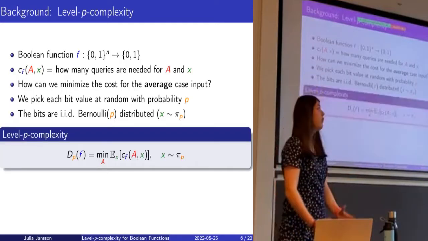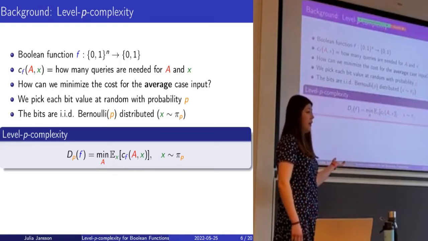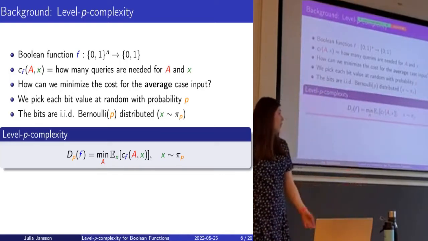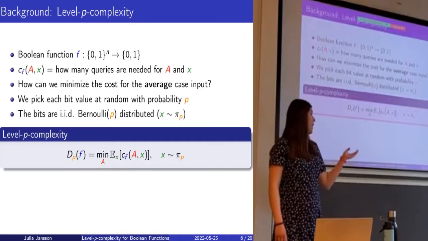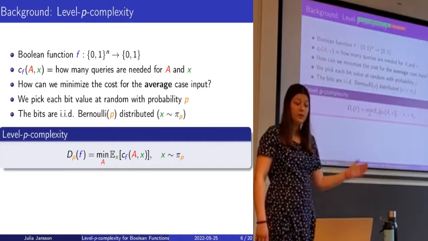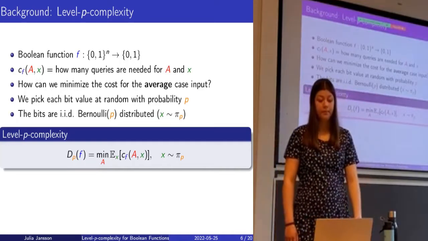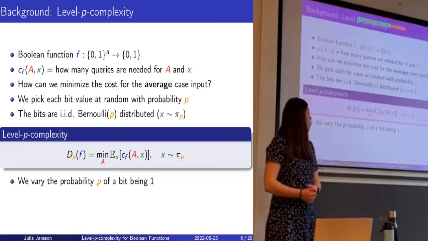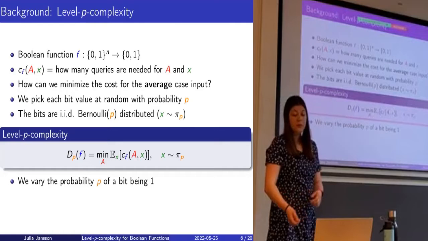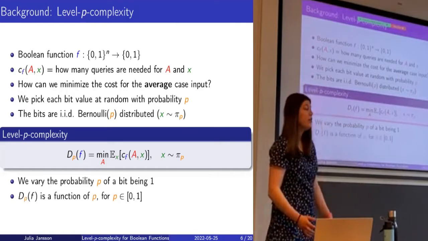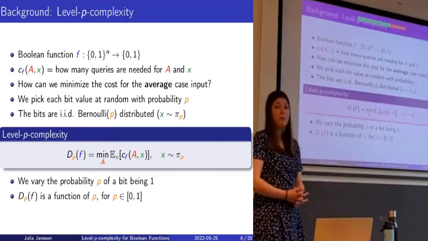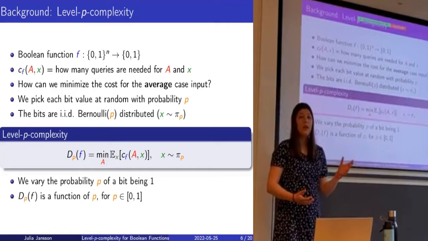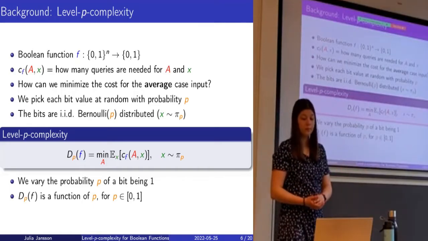So then the level P complexity is defined as the minimum over algorithms of the expected cost when X follows this pi P distribution. And note that we can vary the P. This means that the level P complexity is actually a function of P compared to the deterministic complexity, which was only a number.